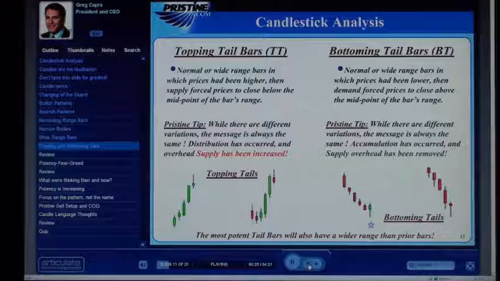There are going to be different variations. The message is always the same. There's been distribution, and overhead supply has increased. Why has overhead supply increased? Because during the formation of that topping tail bar, it was a green bar.